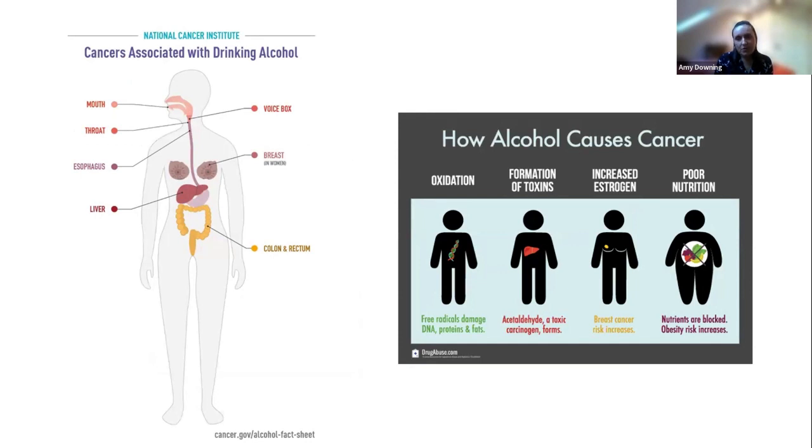And how does alcohol cause cancer? So there's a variety of ways. So it can damage DNA and proteins. It can form toxins, which can be particularly bad for the liver. It increases estrogen levels, which is why we see this breast cancer risk increase in females, and can also lead to poor nutrition by nutrients being blocked. And as a result of this poor nutrition, obesity risk increases, and that can then increase cancer risk even further.